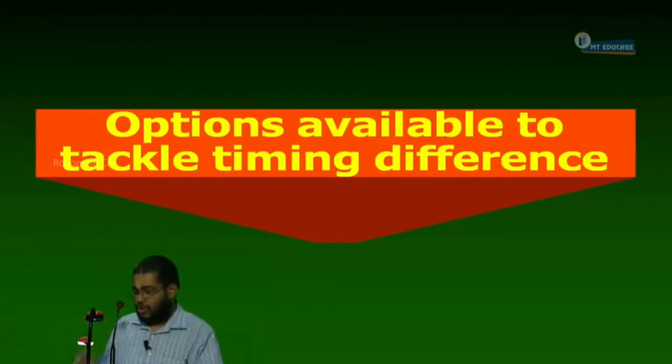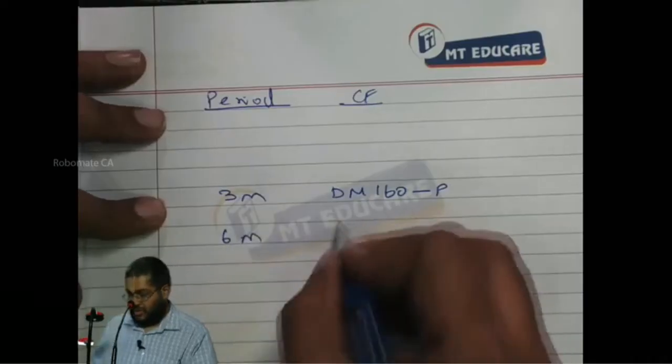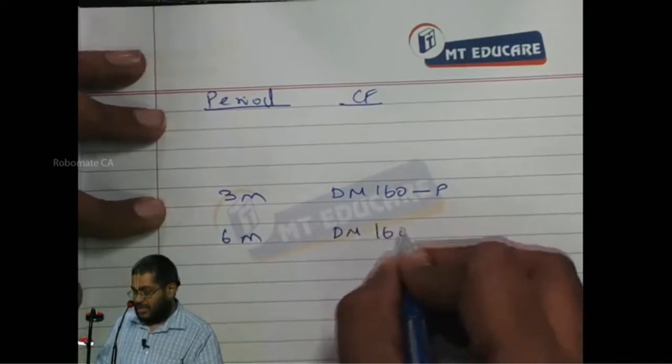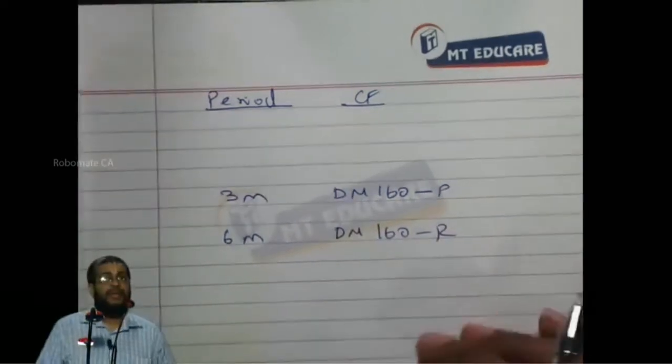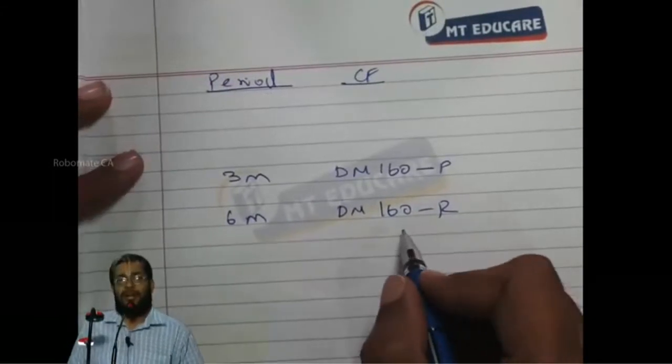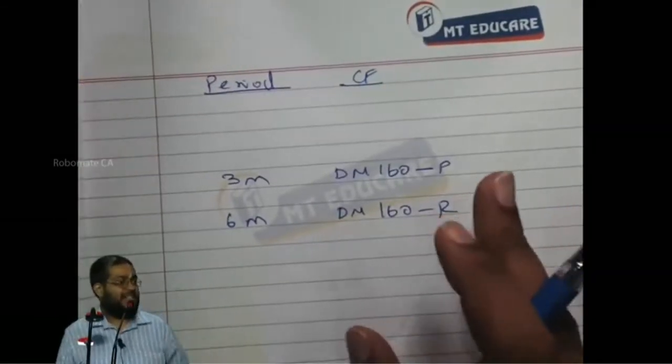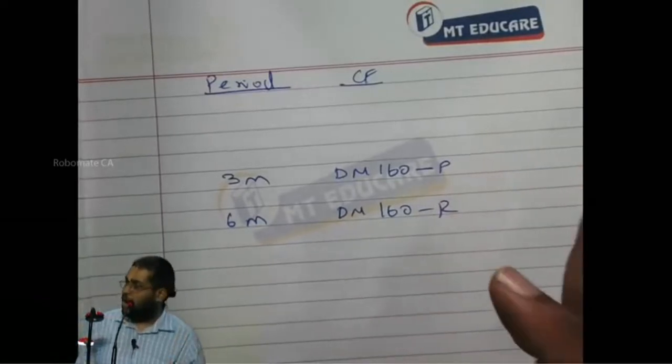Okay. Now, you tell me the details: period, and then cash flow. Which period? 3 months. How much Deutschmark? Deutschmark 160. Payable or receivable? Payable. Next one? 6 months. Deutschmark 160. Payable or receivable? Receivable. The problem is, this receivable should be used for this payable. That's the strategy. Are you following the question? How to do that is the issue.